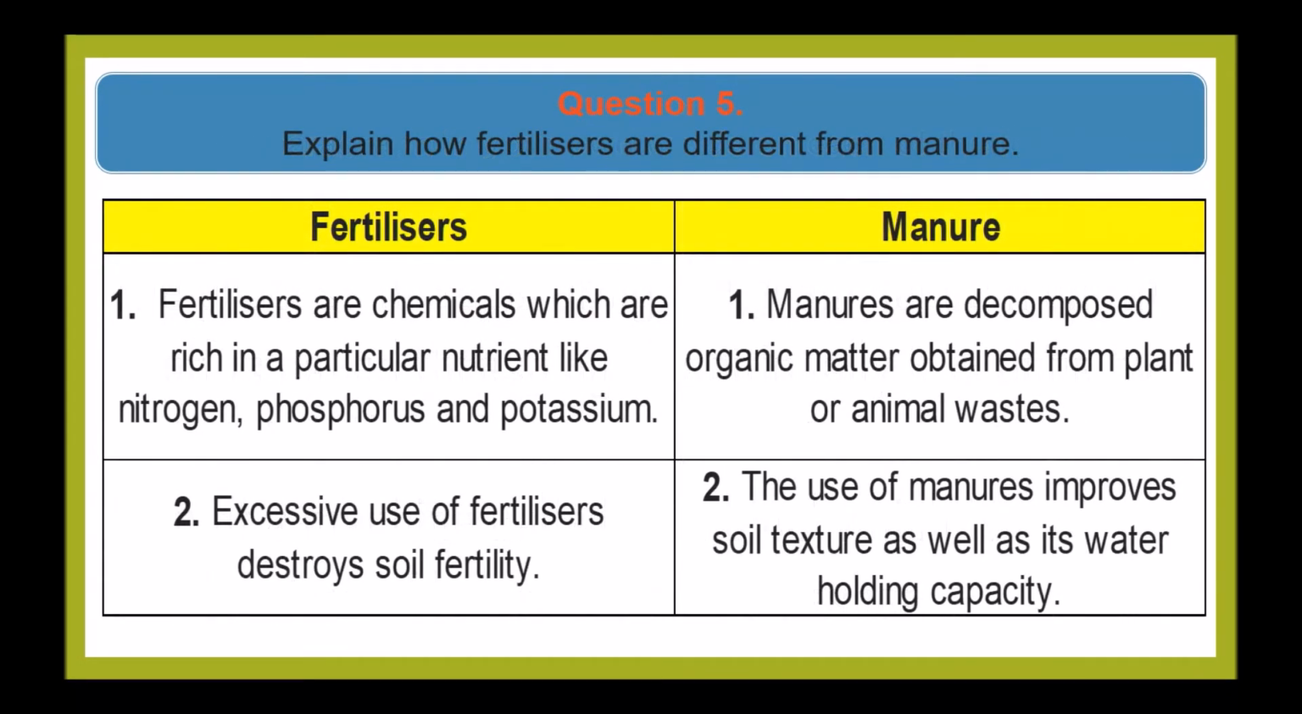The fifth question is: explain how fertilizers are different from manure. The difference between fertilizers and manure is that fertilizers are chemicals which are rich in a particular nutrient like nitrogen, phosphorus and potassium. Manures are decomposed organic matter obtained from plant or animal wastes. Excessive use of fertilizer destroys soil fertility. The use of manure improves soil texture as well as its water holding capacity.